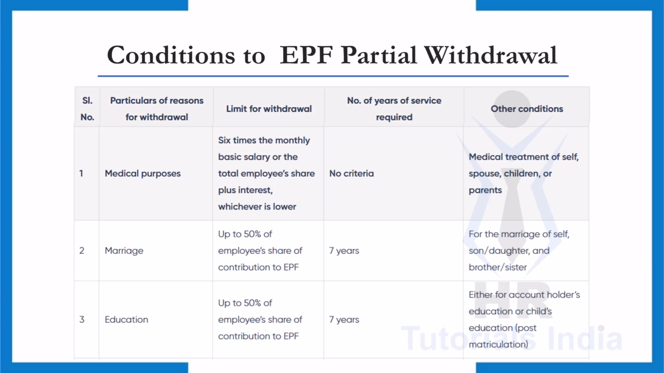Second is marriage. Up to 50% of the employee share of contribution of PF can be withdrawn, but the number of years of service for an employee should be 7. For the marriage of self, son, daughter, or brother and sister, these conditions should be met.